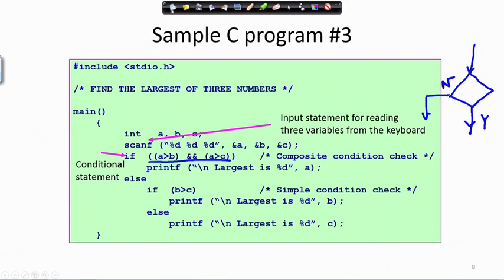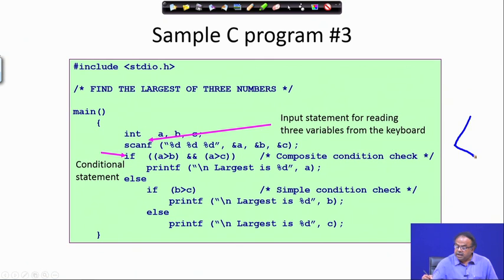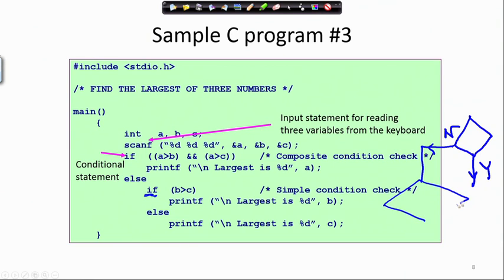Try to apply simple logic here. If is a conditional word, and this entire statement starting from if to this semicolon is one statement, where I check the condition whether A is greater than B and A is greater than C. If that is so, that is, if the diamond comes out with that yes, then I am printing that the largest number is A. Otherwise, that means if the answer to this is no, I am again checking another condition.